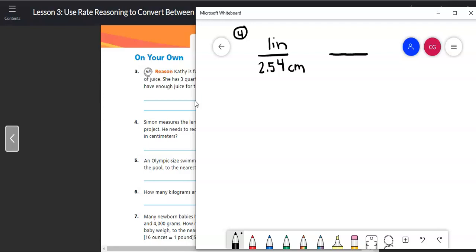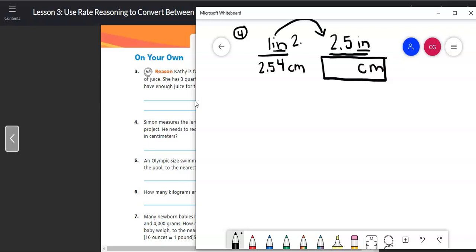And he measured his insect to be 2.5 inches. I am putting that on top because my inches match up. And I want to find this information right here. To get from 1 to 2.5, I have to multiply by 2.5. If I multiply by 2.5 on the top, I have to do the same thing on the bottom. When I take 2.54 and multiply it by 2.5, I get an answer of 6.35.